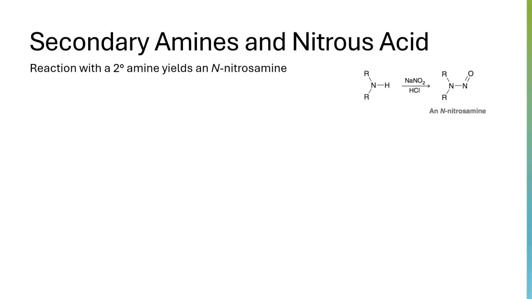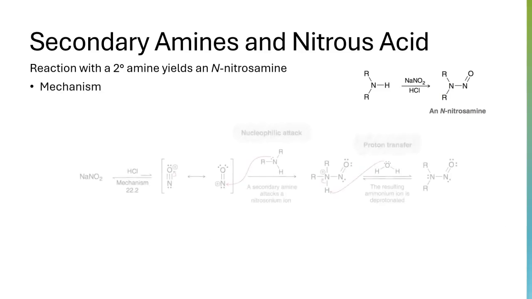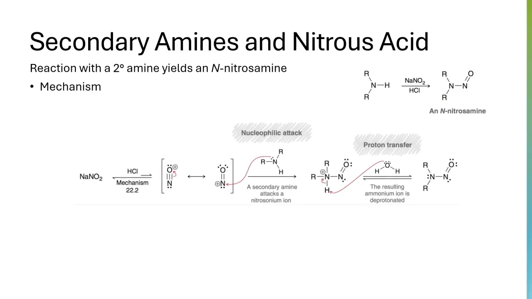Secondary amines and nitrous acid. Reaction with the secondary amine yields an N-nitrosamine. The mechanism: once the nitrosonium ion has been produced, it undergoes nucleophilic attack by a secondary amine. Then this is followed by a proton transfer, resulting in the ammonium ion being deprotonated.